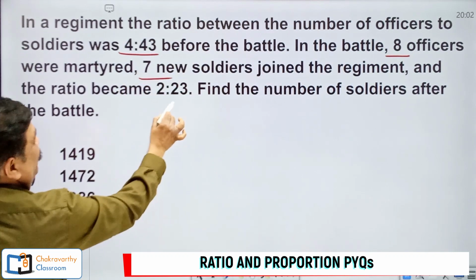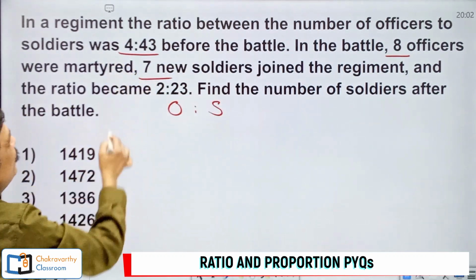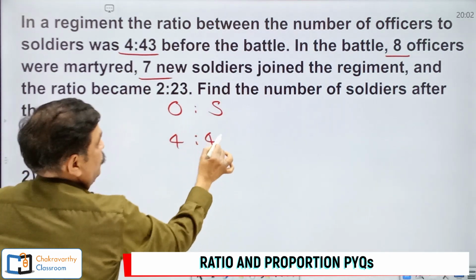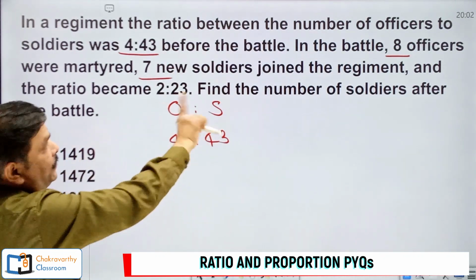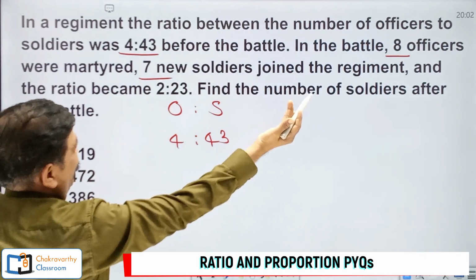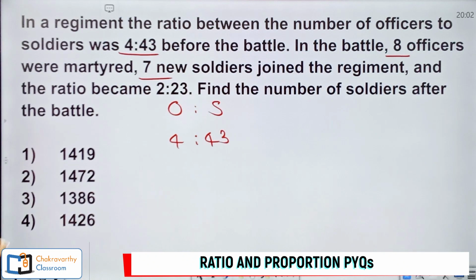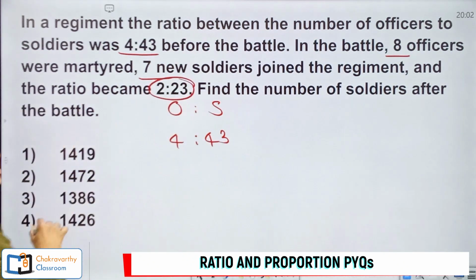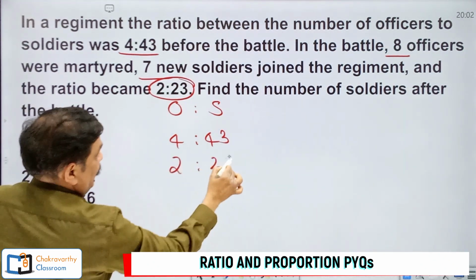Directly I am taking this one for your understanding right here. Officer to soldier ratio. What was that initially? 4:43. I am writing here 4:43. Okay, you know this shortcut. Then after the change, 8 officers went away and 7 came in. In that case, the ratio has become 2:23. Now just write down 2:23 here.